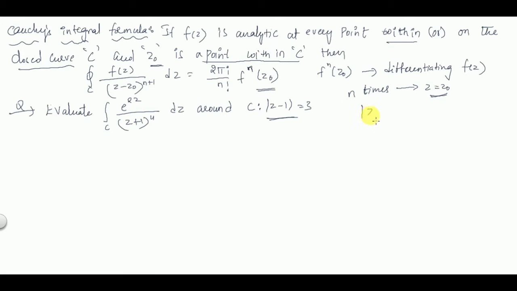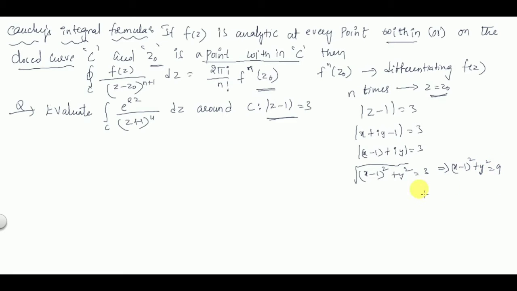So what does this mod z minus 1 is equal to 3 represent? It is x plus iy minus 1, whose modulus is equal to 3. So modulus of (x minus 1) plus iy is equal to 3. If you take the square root of (x minus 1) whole square plus y square, it is equal to 3, so (x minus 1) whole square plus y square is equal to 9. That is, it is a circle with center at (1, 0) and radius 3.